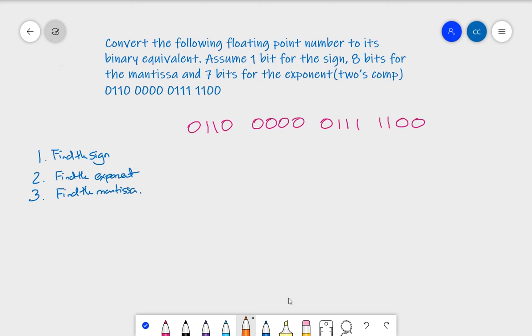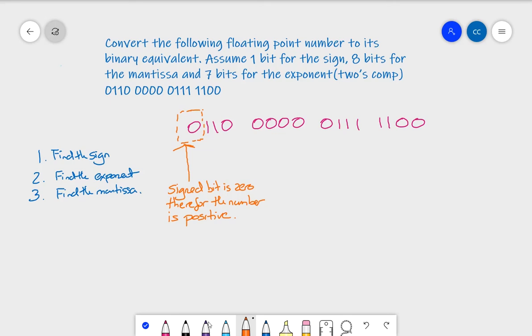Okay, so let's look at the sign first. The first digit is called the signed bit. And because it contains a 0, we can say for definite that this number is positive. So the signed bit is 0. Therefore, the number is positive. If the bit had been a 1, then the full number would have been a negative number.